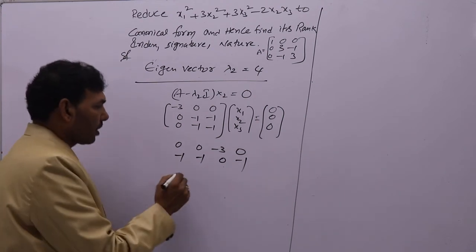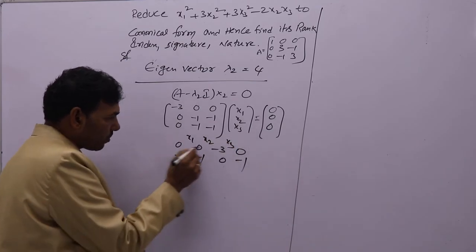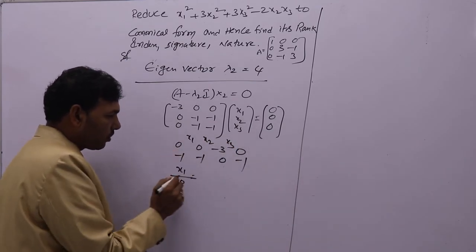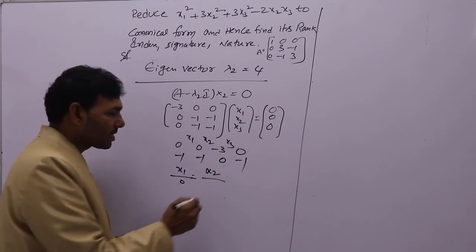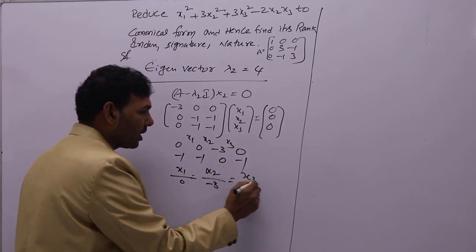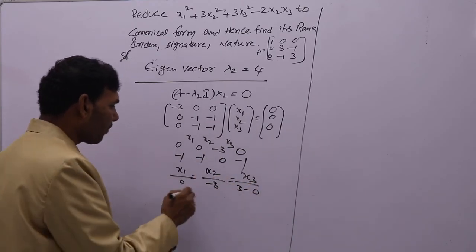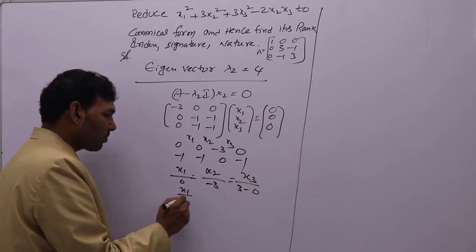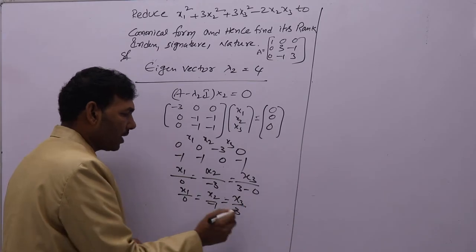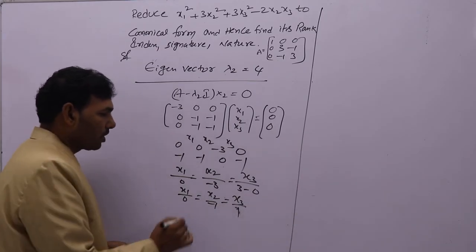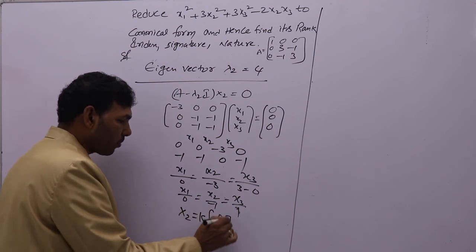So now x1 by zeros you will get 0, x2 by 0, minus 3 you will get, x3 by 3 minus 0. So finally if you cancel with 3, x1 is 0, x2 is minus 1, x3 is 1, 3 1s are 3. So the second eigenvector you will get is 0, minus 1, 1.